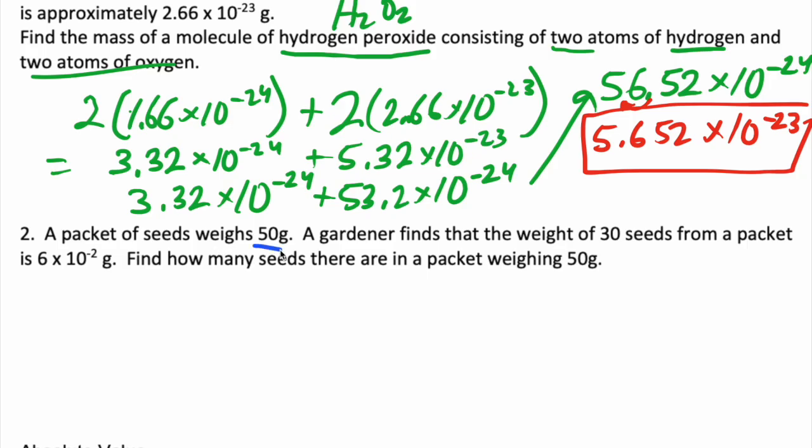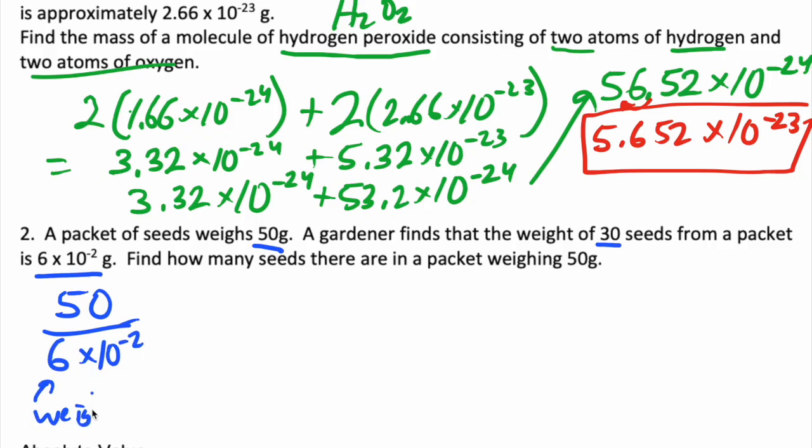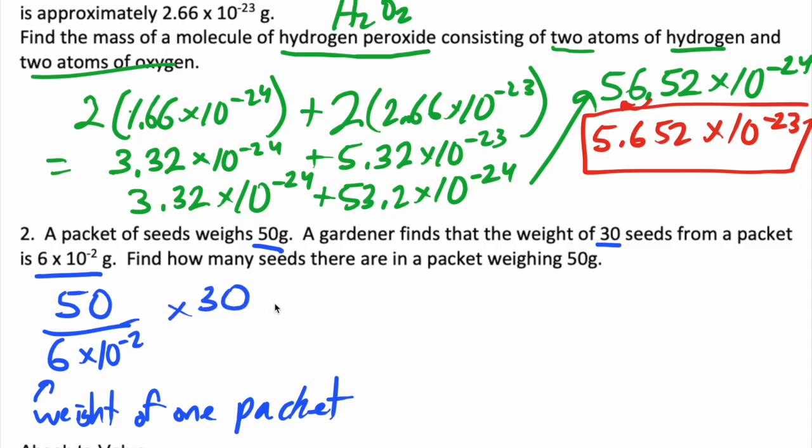Okay, a pack of seeds weighs 50 grams. A gardener finds that a packet of 30 seeds, the weight is this. So if you do 50 divided by 6 times 10 to the negative 2, that's the weight or the mass of one packet. So if you want to get how many seeds there are in a bag of 50, we need to multiply this by 30. Okay, so this is just 0.06.